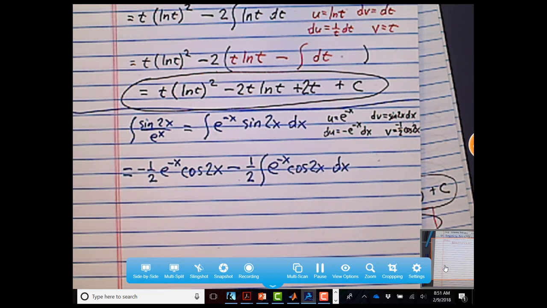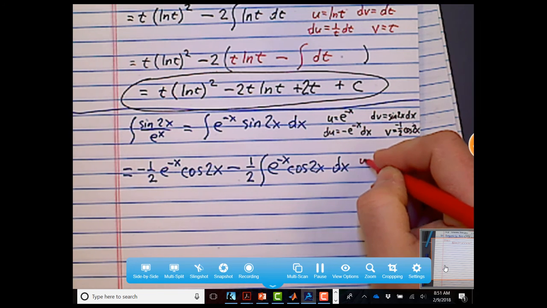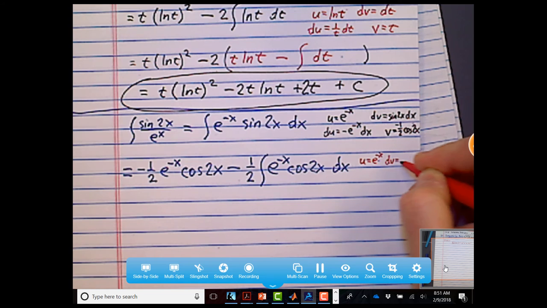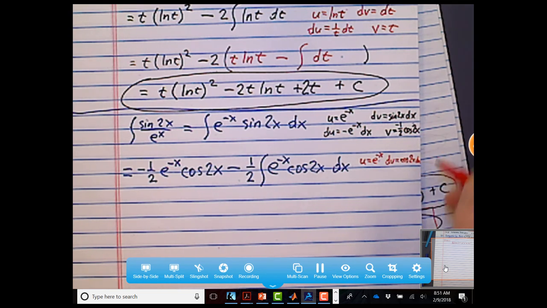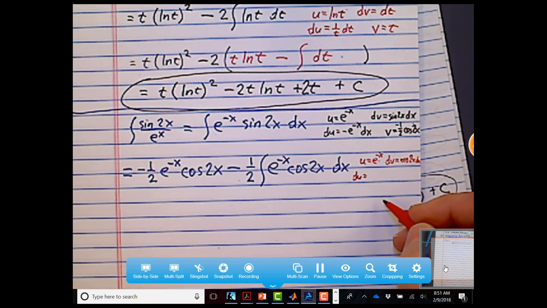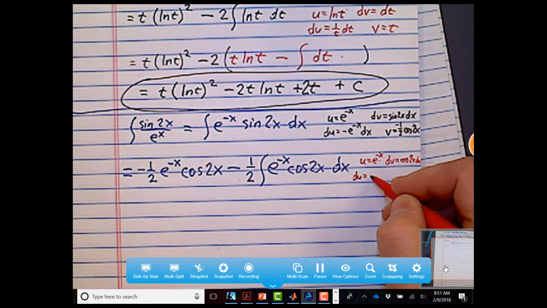Are we any better off? I don't know. Well, as Josh would say, do it again. Here we go. Let's let u equal e to the negative x. Let's let dv equal what? Cosine 2x dx. So then du is very similar, negative e to the negative x dx.